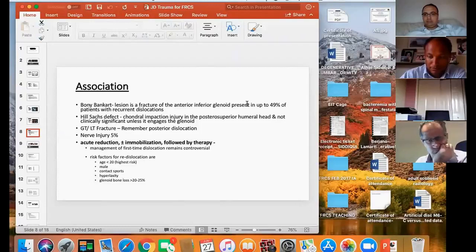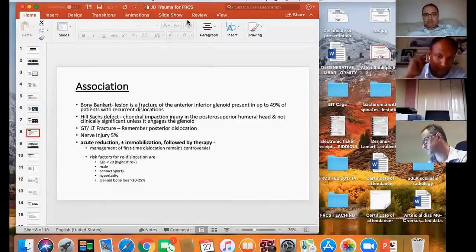But does anyone have anything to add from the mentor's side? Yeah, sorry, Atar. Regarding this shoulder dislocation, you need to bring in the BESS guidelines, where dislocations are divided according to age: less than 25, 25 to 40, and more than 40, because the treatment is completely different for these three groups.